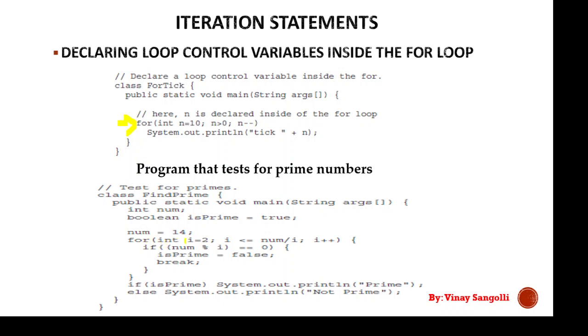So same thing we have done here. We have defined the variable i inside the for loop itself. That's why we have written int i is equal to 2. So both statements are the same. Next, it will check the condition. The condition is what? If i is less than or equal to num divided by i. Next, the iteration control statement is i plus plus, that is an incrementation statement.